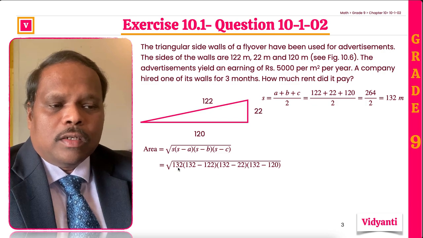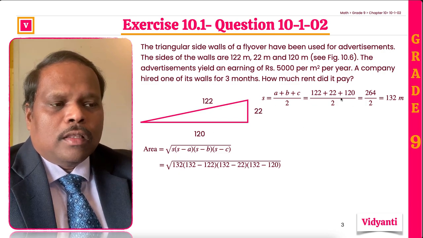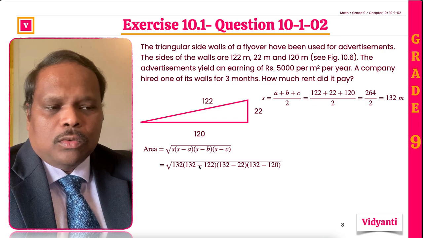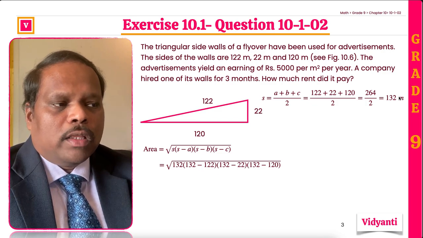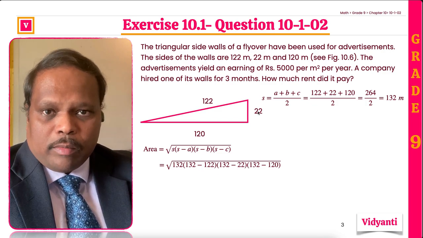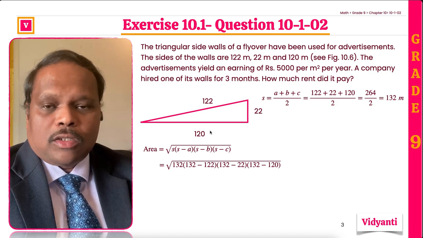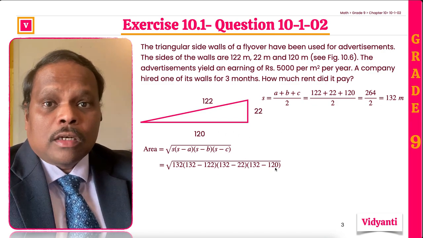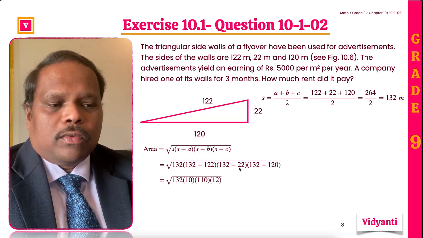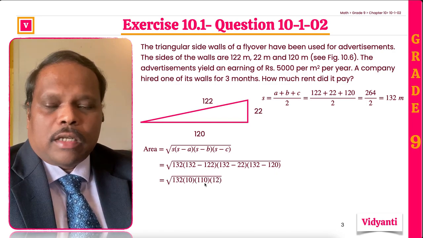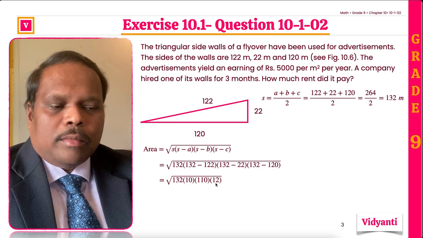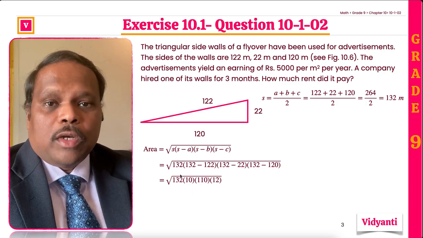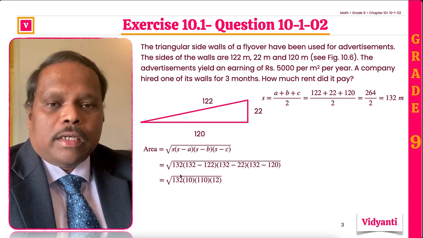Let's substitute. S is 132, then 132 minus 122 will be the first bracket, 132 minus 22 will be the second bracket, and 132 minus 120 will be your third bracket. Let's try to simplify this further. 132 times 10 times 110 times 12, and then everything is under the square root. Now this is where it gets a little bit tricky. People think that they are going to multiply all these things. Not really. You don't have to multiply.